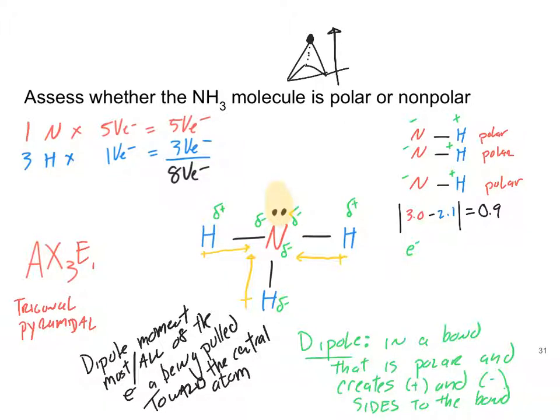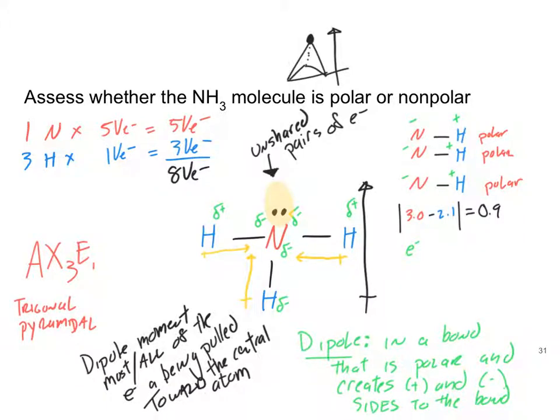And so we would represent the whole molecule as having a dipole with an arrow like that. Now, one last thing I need to say about this particular molecule. Molecules that tend to have unshared pairs of electrons are almost always polar. And that's because those electrons are creating an electron density right around the central atom.